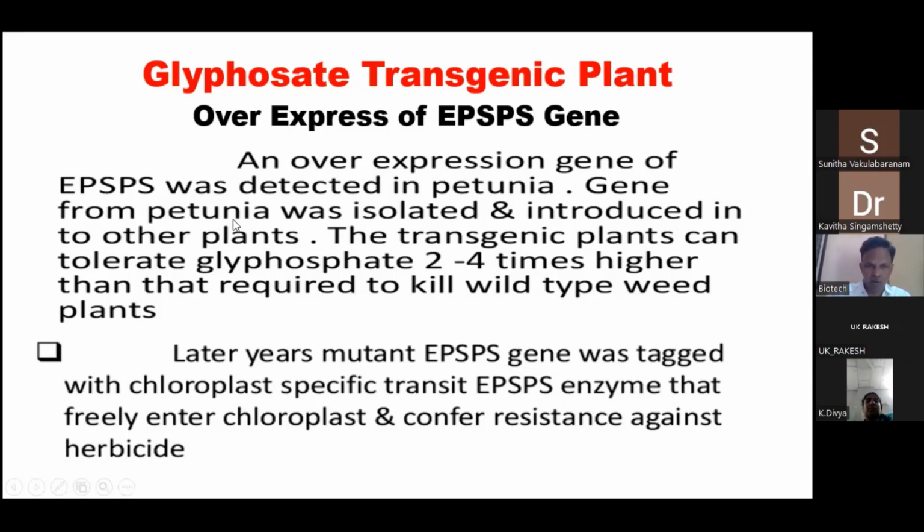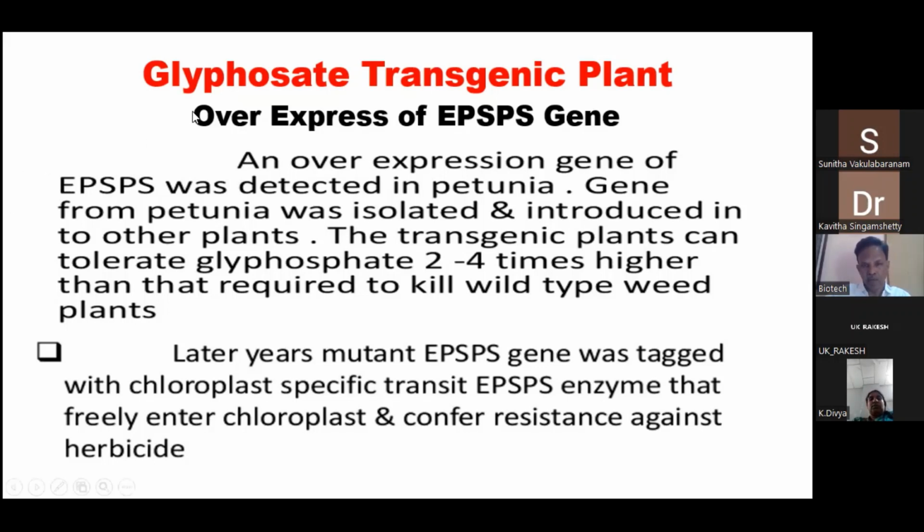So scientists found out that there is a gene called EPSP gene, enol pyruvate shikimate phosphate synthase gene. Okay, they have found a mutant EPSPS gene, and this EPSP gene is introduced into a crop plant, let us assume cotton plant. Once this gene is introduced into cotton plant, this gene will produce an enzyme that will degrade glyphosate. This gene is present in the crop plant. This gene is not present in the wheat.